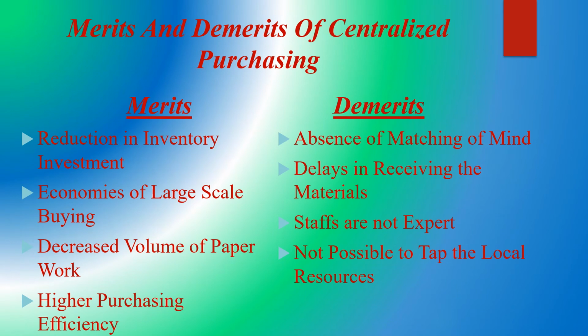Now you see the merits and demerits of centralized purchasing. Merits: reduction in inventory investment, economies of large scale buying, decreased volume of paperwork, higher purchasing efficiency. And when we discuss about demerits: absence of matching of mind, delays in receiving the materials, staff are not expert and not possible to tap the local resources. And these are the demerits of centralized purchasing.